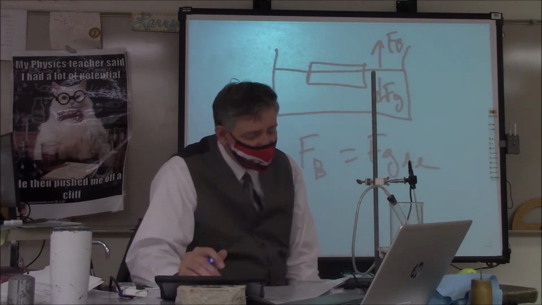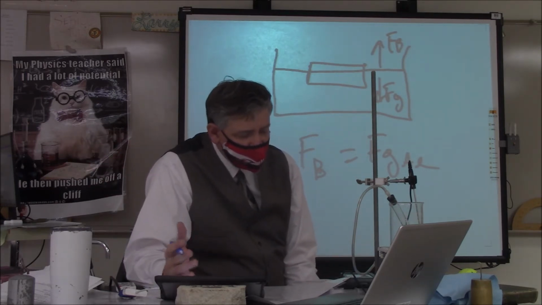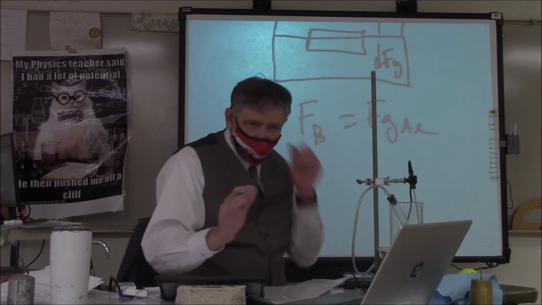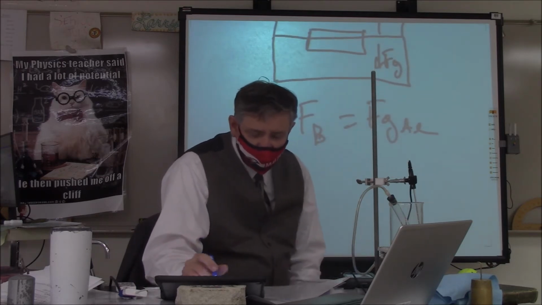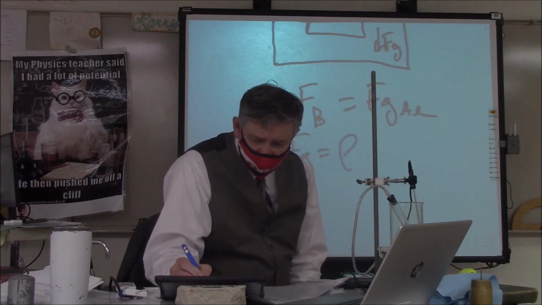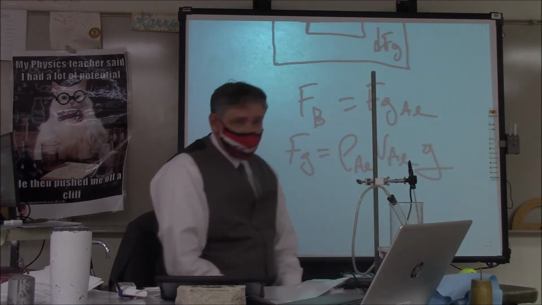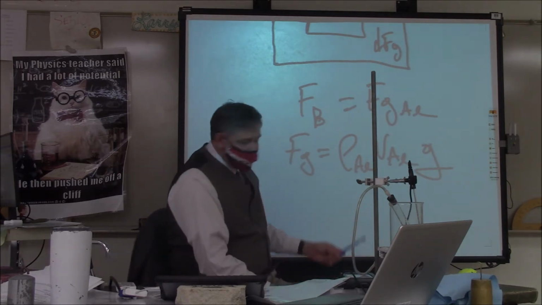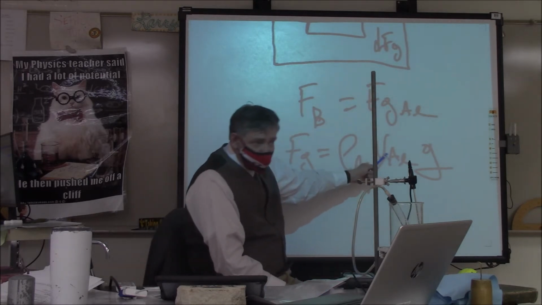Now, on B, I want to write, how can you calculate the weight of the aluminum using density? So on 13B, all you have to do is go, well, that's just going to be the density of the aluminum times the volume of the aluminum times G. Now, this is what's important. This is the entire volume of the aluminum.